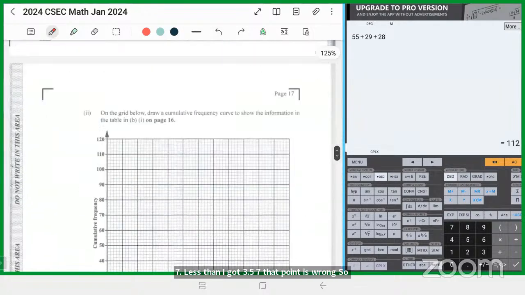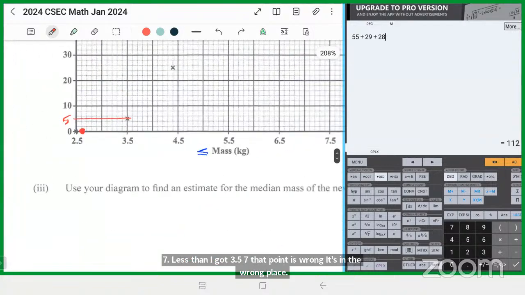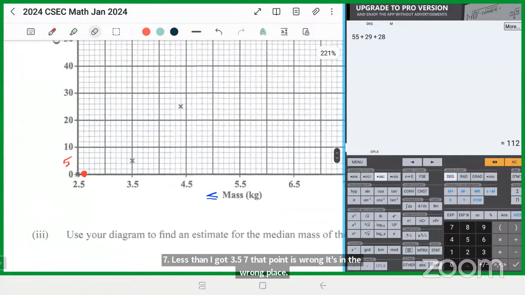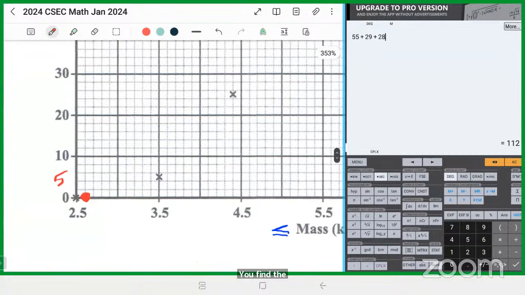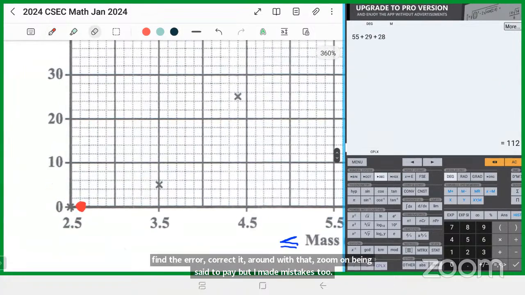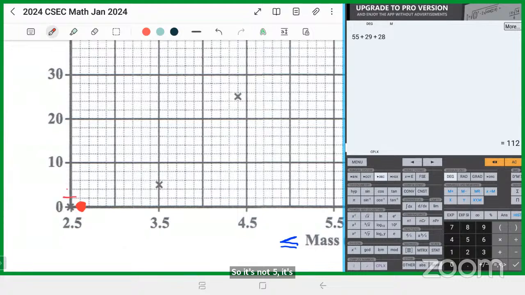7. That point is wrong. It's in the wrong place. If you find the error, correct it. Nothing wrong with that. It's human beings marking the paper, they make mistakes too. So it's not 5, it's 7. So this point is at 5, it should not be there, it should be at 7. 2, 4, 6, 8. Here is 7. So it really should be here. All right, that's where you're supposed to be. Right here. So this X should be here. So I'm going to ignore that one.